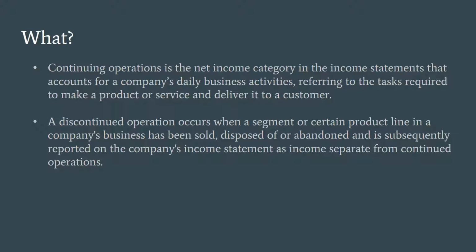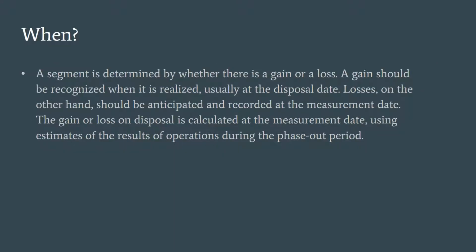A discontinued operation occurs when a segment or certain product line in a company's business has been sold, disposed, or abandoned and is subsequently reported on the company's income statement as income separate from continued operations. This is reported on the income statement of a business.